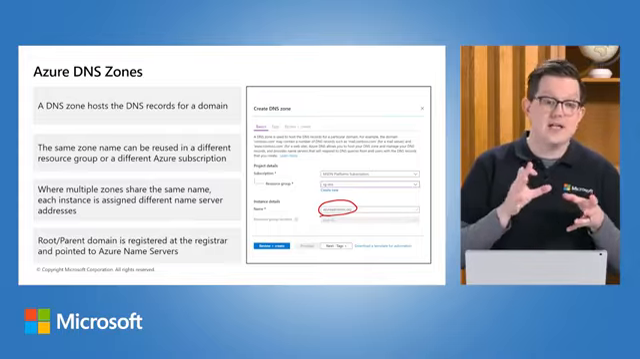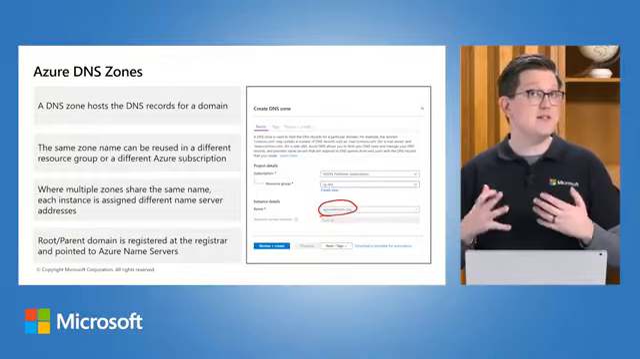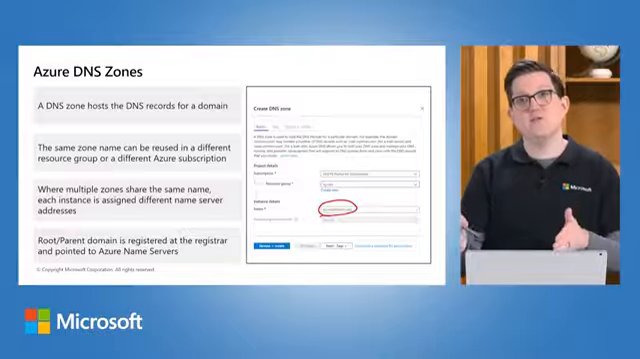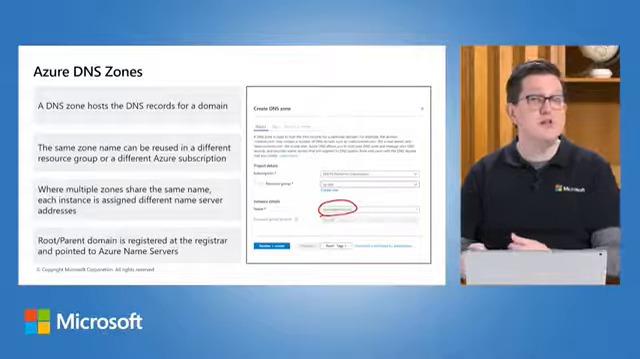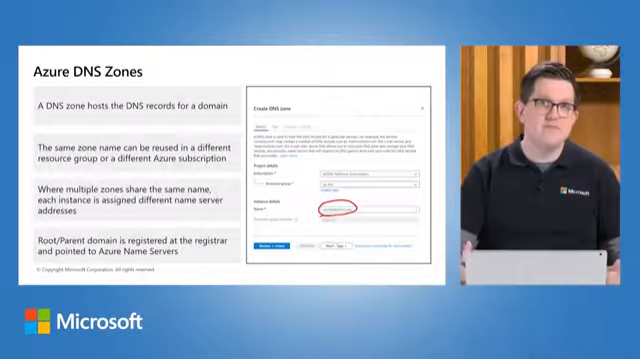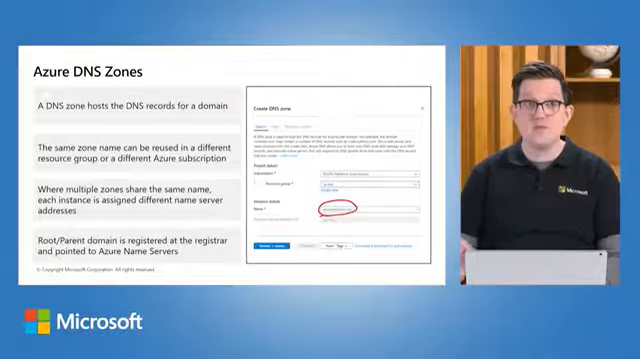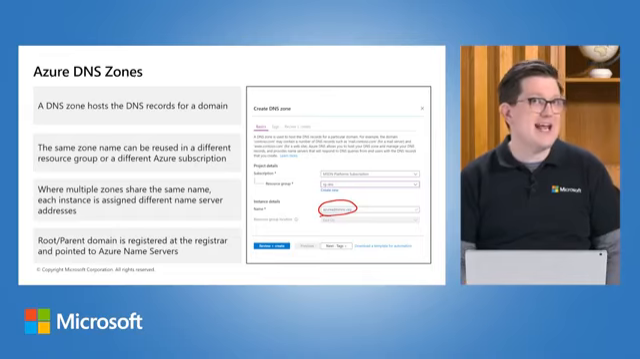Now, each zone can be used in a number of different ways. And if you are testing things in different environments, you can actually have multiple DNS zones, one representing production, dev test, pre-production, and then point your resources at each of those zones manually. The way that we do this is through a clever use of the name servers.